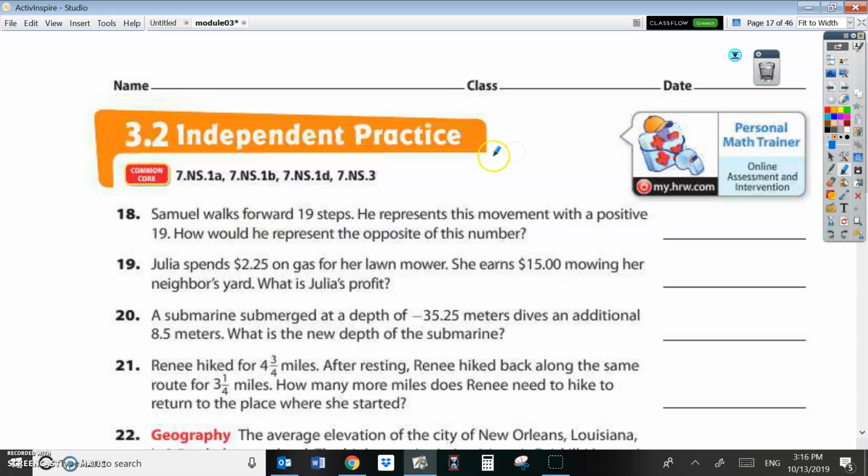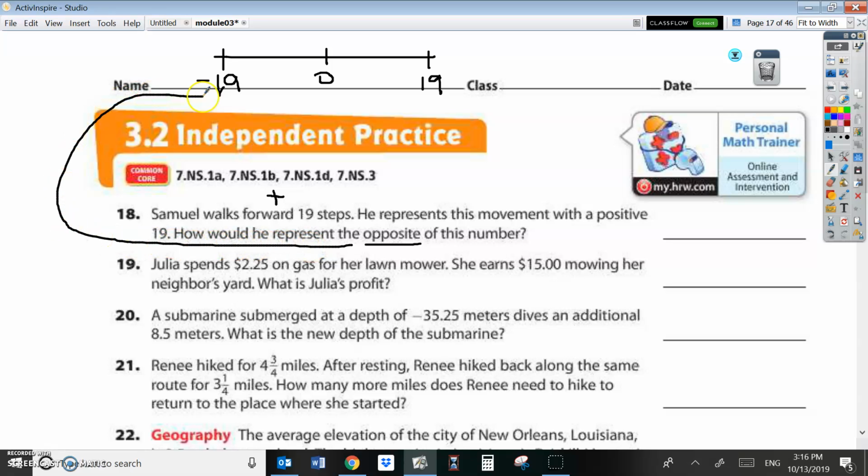Samuel walks forward 19 steps. Forward is a positive motion. He represents this movement with a positive 19. How would he represent the opposite of this number? Remember, here's 0, here's 19, and negative 19 is the opposite. So the opposite is negative 19. So negative 19 right here.